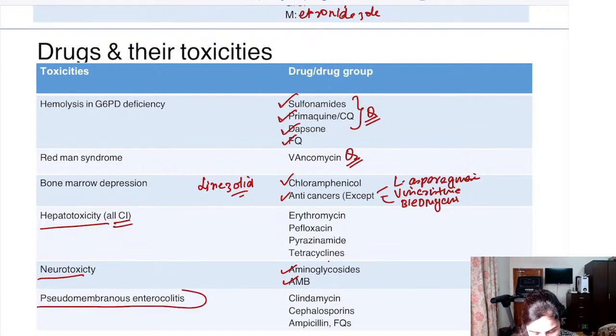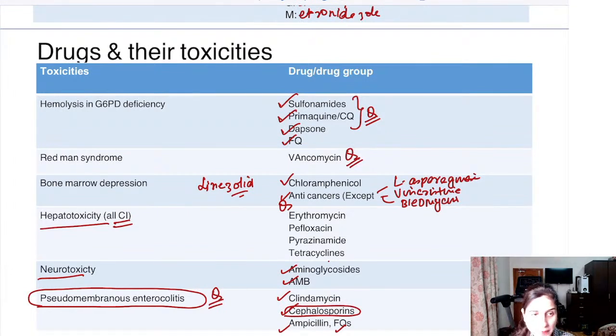Pseudomembranous enterocolitis, this is also very, very important. And in this, the drugs are clindamycin, cephalosporins, ampicillin and fluoroquinolones. Among these, the top most asked question is which is the most. Actually, cephalosporin has the maximum tendency, followed by aminopenicillins like ampicillin and all. So, pseudomembranous enterocolitis.